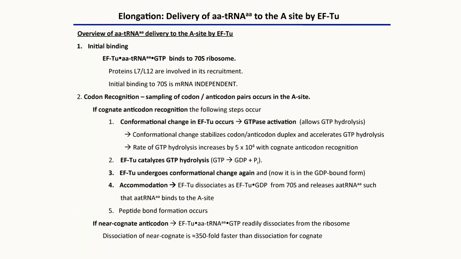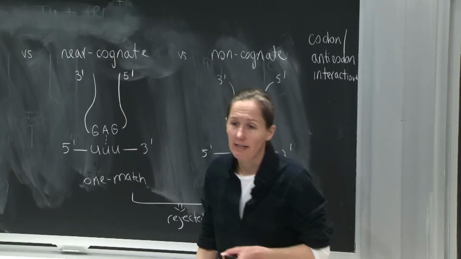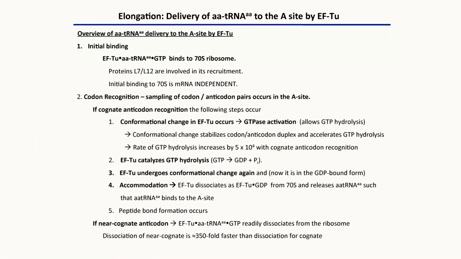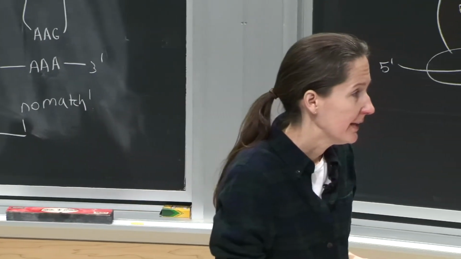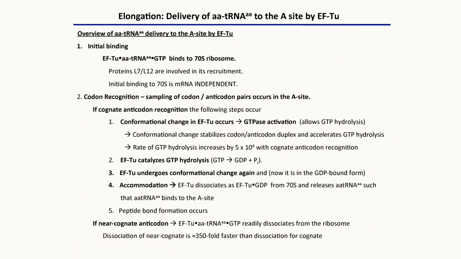What if it's not a cognate? What if a near cognate tRNA is delivered to that A site during this initial binding event, which is independent of the mRNA? That's why this can occur. If it's a near cognate anticodon, what we observe, and this is all from experiments you'll be learning about this week, is that the ternary complex rapidly dissociates from the ribosome. And what's found from kinetic measurements is that the dissociation of the ternary complex in the near cognate situation is about 350-fold faster than cognate.